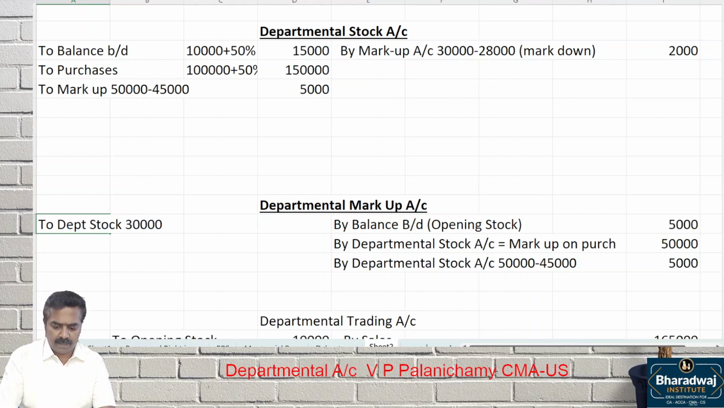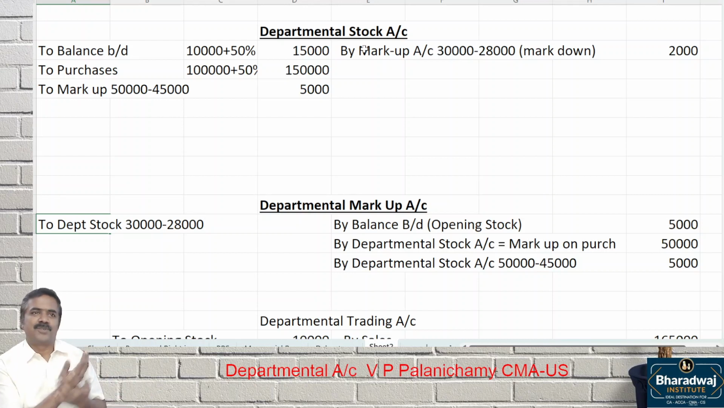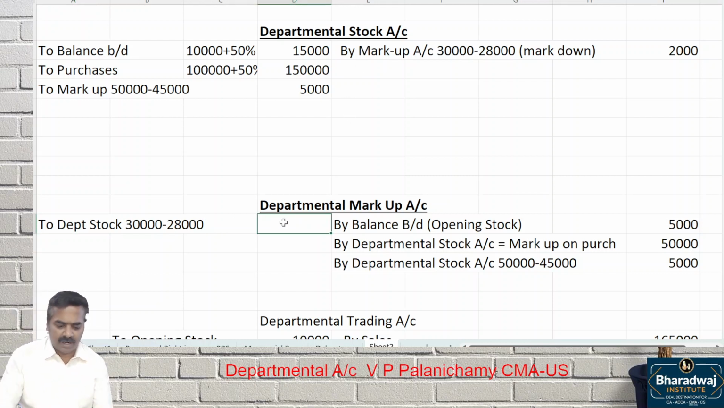30,000 minus 28,000, or you can call it markdown also. Instead of using the word markup, you can call it which one? Markdown also. But since it is not part of regular books of accounts, it is only a memorandum books of accounts, you can use any name, any title in this. So what is the markdown in this?